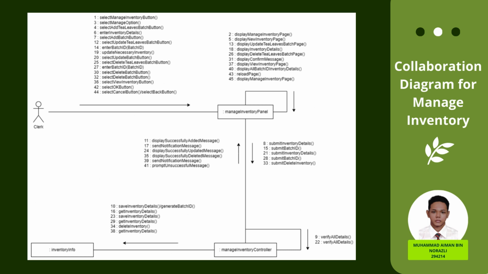Then it will loop back into the Manage Inventory panel for user input and submit the user input. The Manage Inventory Controller will verify all details and prompt a message like a success or fail message. If no error occurs, the flow continues to save, get or delete the data as needed. If any error occurs, like an error from data entered by the user, then it will go back to the Manage Inventory panel and display an unsuccessful message. This collaborative visualization offers a comprehensive overview of the dynamic interactions within the system. That concludes my presentation of the collaboration diagram.